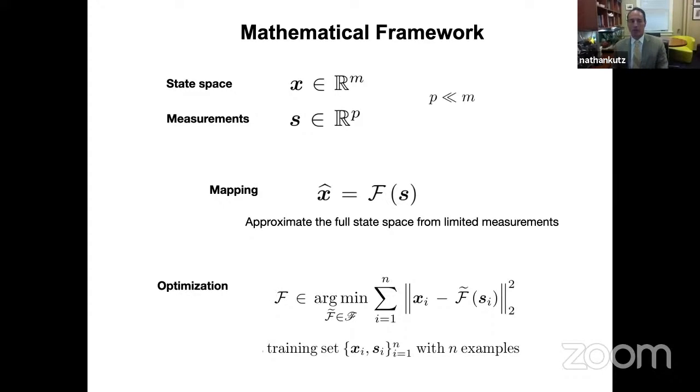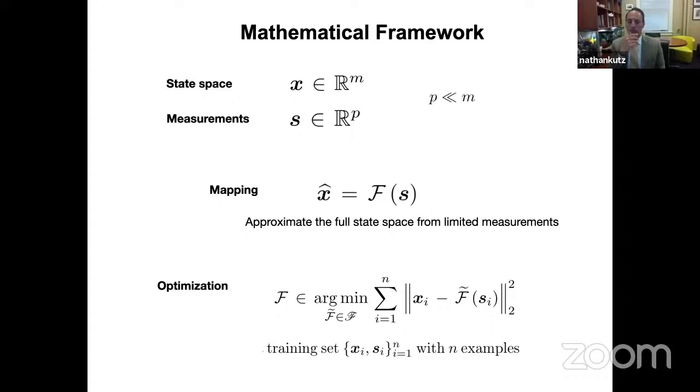And here's the mathematical framework. So first of all, I have my state space X. And this is some n-dimensional system. And then I have measurements of that state space S. And I have P measurements. And generically here, what we're talking about is P is much less than N. Okay, so in other words, I have a few sensors and my state space can be very large.